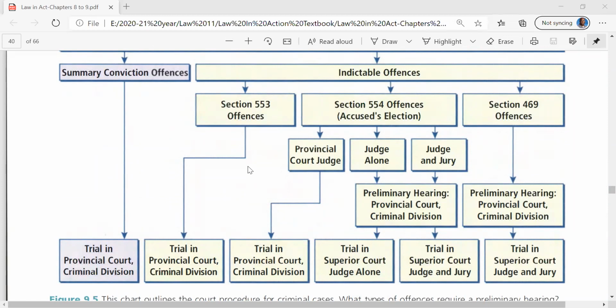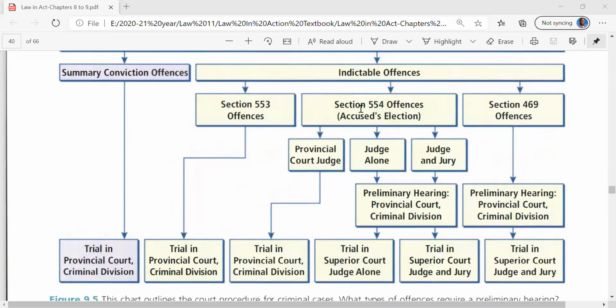So basically, summary offenses go straight to trial in provincial court, criminal division, which means these are minor offenses, things that are less than 2 years in prison, or I think less than $5,000 for a fine. For indictable offenses, there is a whole different section, which determines where you go. If you commit an offense under this section in the Criminal Code, you go to trial in provincial court, criminal division, and these are all for serious indictable offenses.